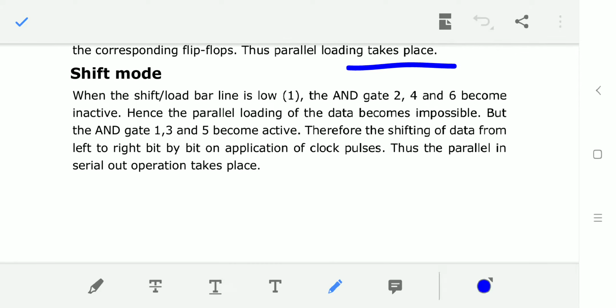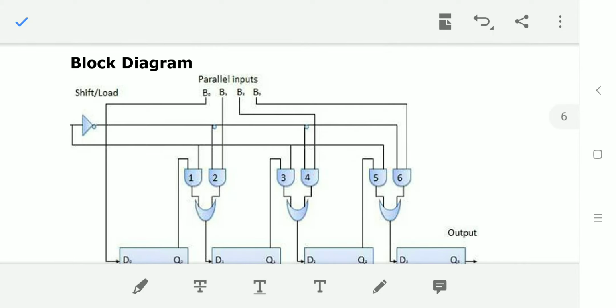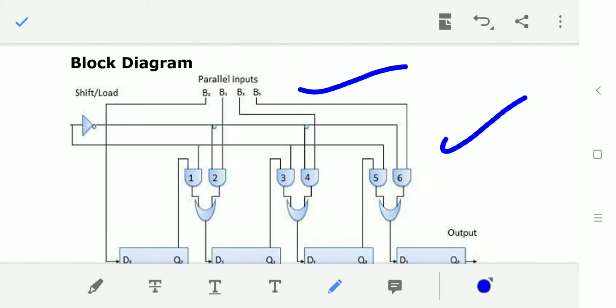Shift mode. When the shift/load bar line is high, 1, the AND gates 2, 4 and 6 become inactive, hence parallel loading of the data becomes impossible. But the AND gates 1, 3 and 5 become active, therefore the shifting of data from left to right, bit by bit, takes place on application of clock pulses. Thus the parallel-in serial-out operation takes place. This is the block diagram. This is the parallel inputs and this is the output.